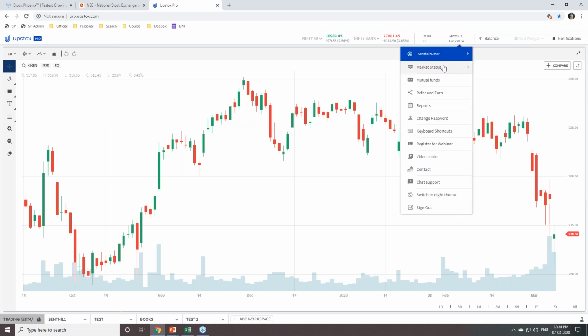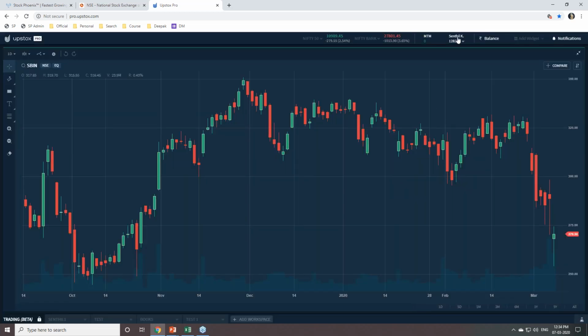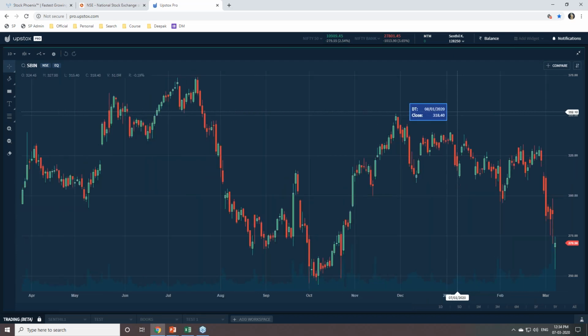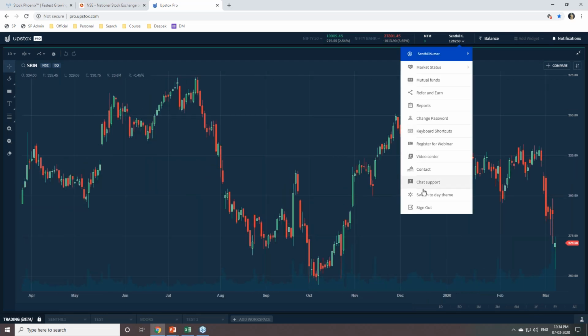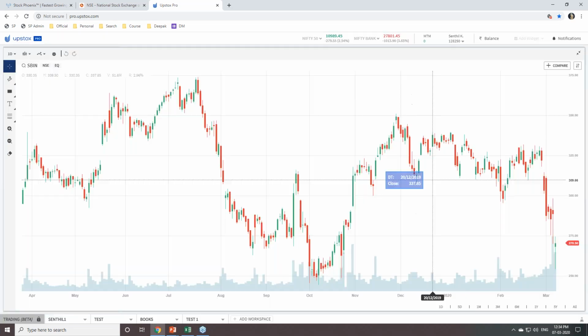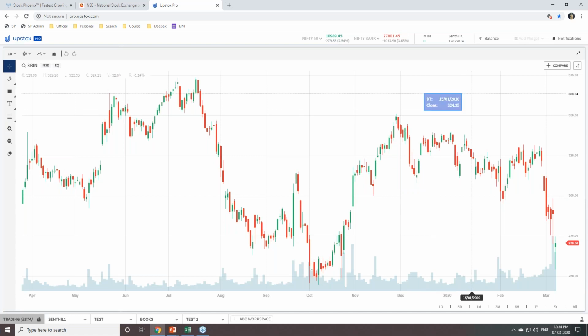Next, you can see here the market status. Nothing much is required here. Change password, keyboard shortcuts, and changing the theme. For example, if someone doesn't like the white theme, you can change it to the dark theme here. If you want to see the charts with a black background, you can change it. Generally we are used to the day theme, that is the white background theme only.